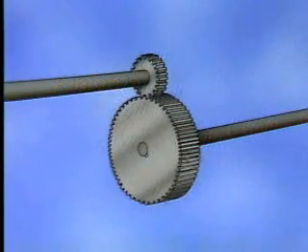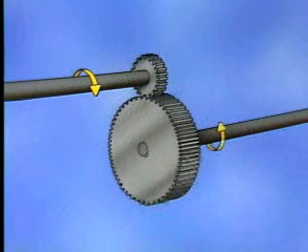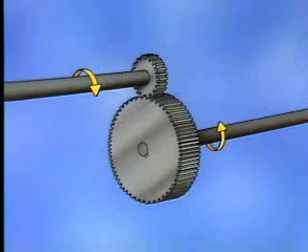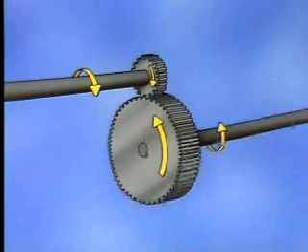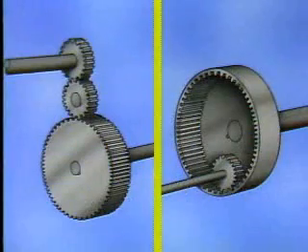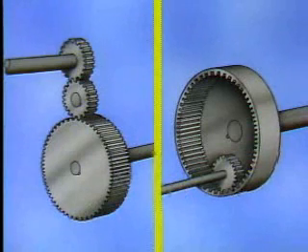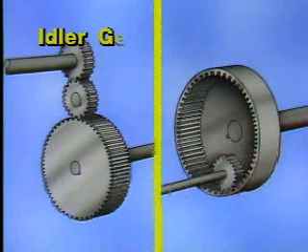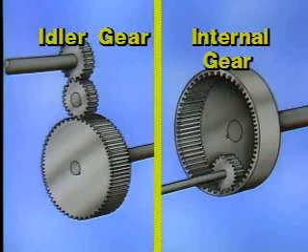A spur gear set transmits power from one shaft to a parallel shaft and is widely used in situations in which speed and torque are relatively low. In this arrangement of gears, the pinion and gear rotate in opposite directions. When it's necessary for two parallel shafts to rotate in the same direction, either an idler gear or an internal gear must be used.